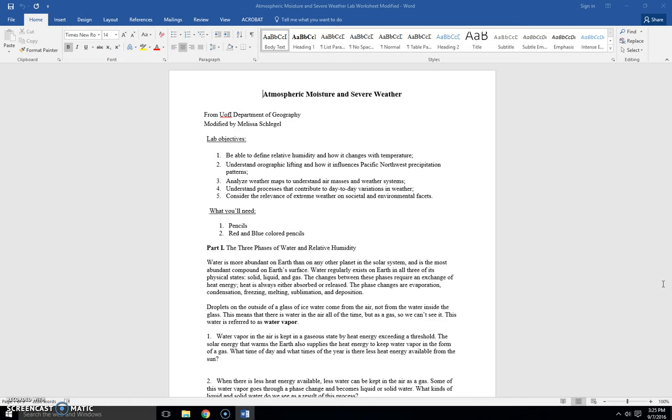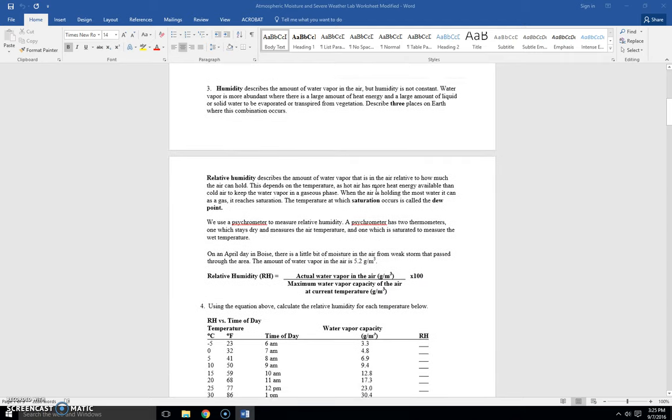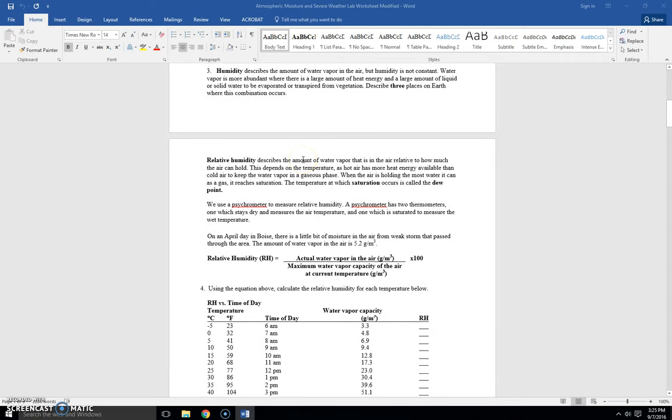You'll need a computer, pencils, and red and blue colored pencils. And let's go through the parts. Part 1, the 3 phases of water and relative humidity. So basic water phase change questions, followed by relative humidity questions.